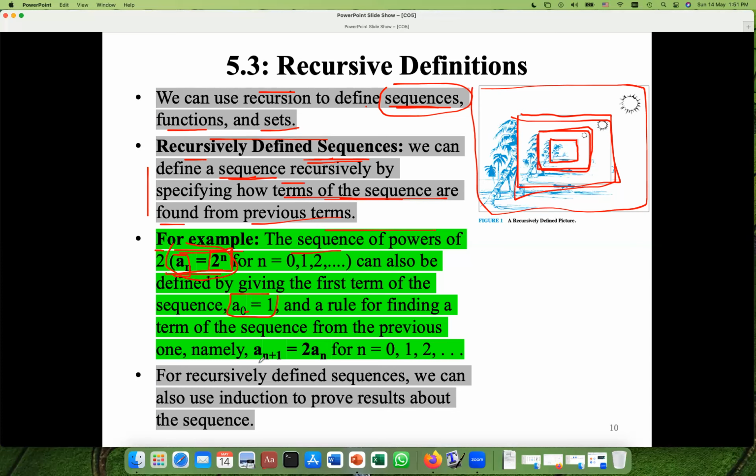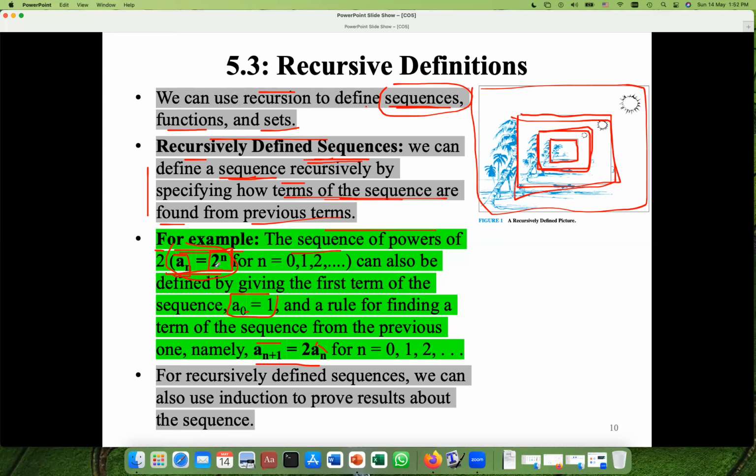And the recursive formula is this one: an plus 1 equals 2an. Here n plus 1 means the next term, and this an means the previous nth term. An means the nth term of this sequence A. You will multiply that term with 2, and that would become the n plus 1th term of that sequence.